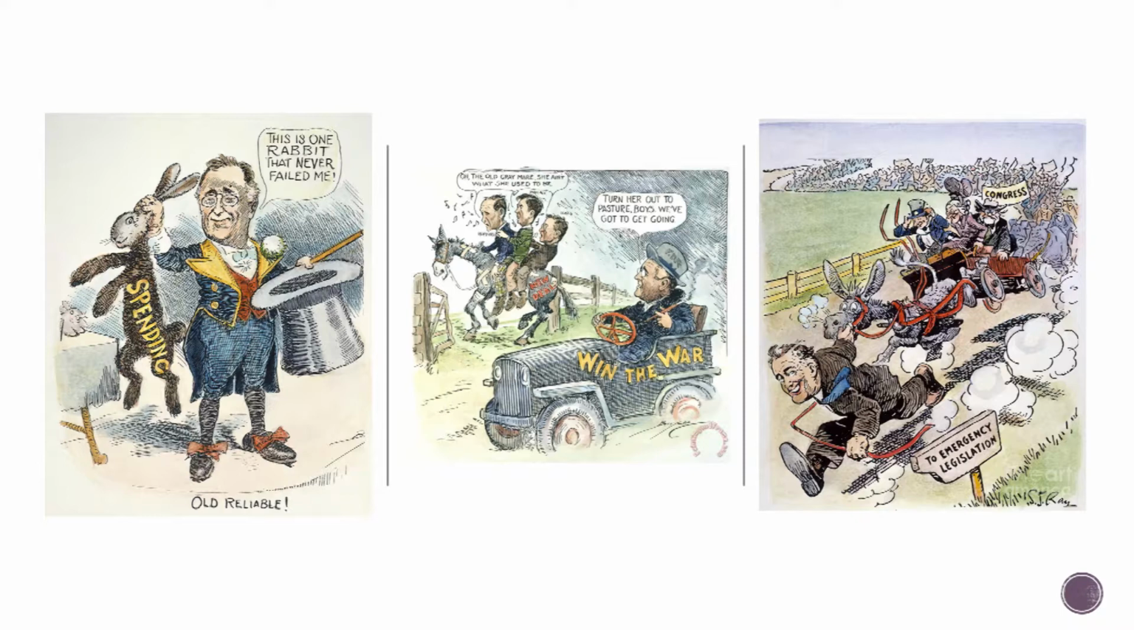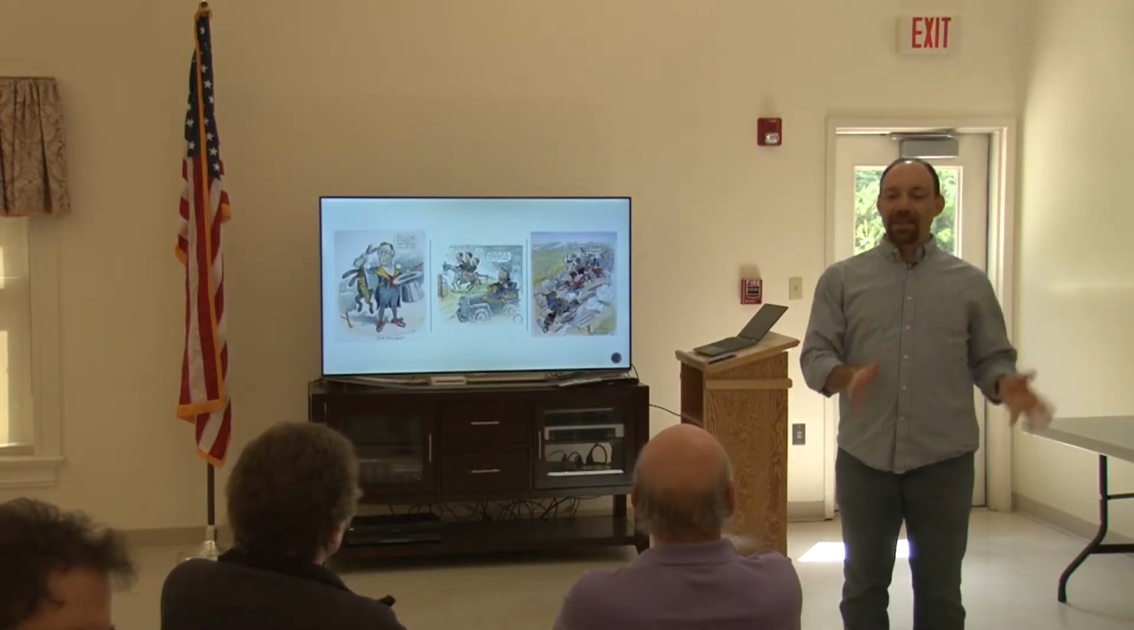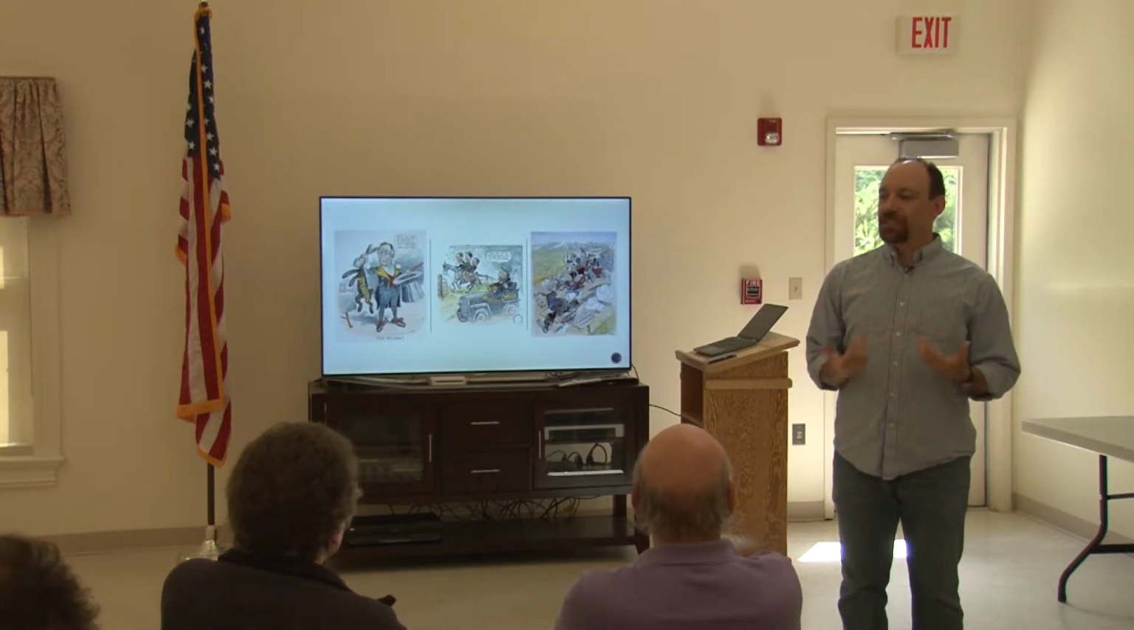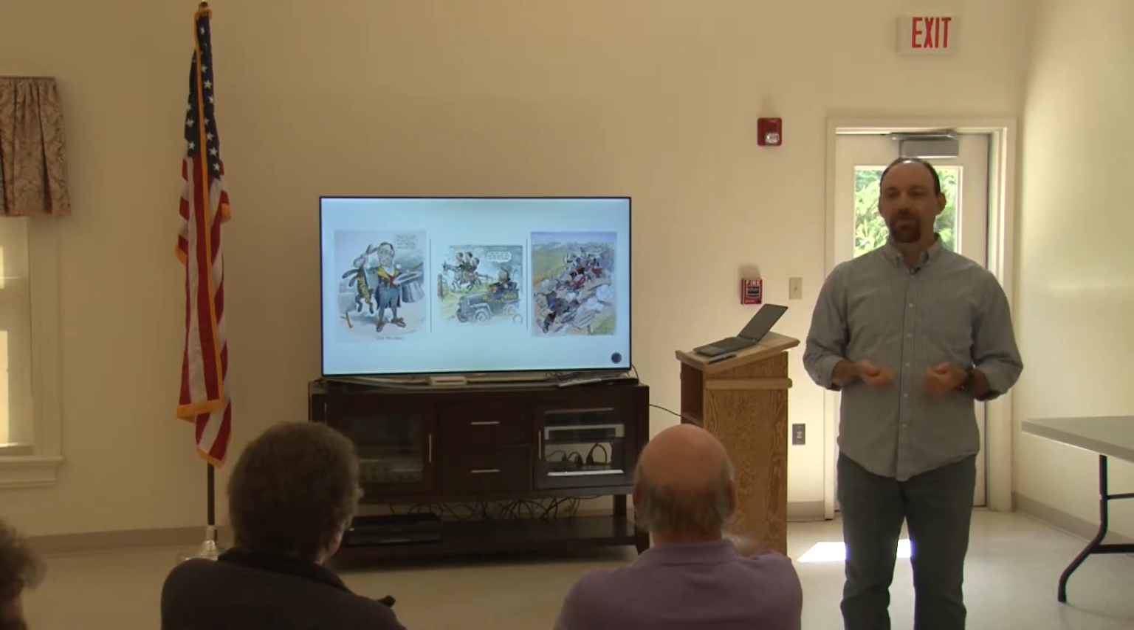Sometimes Roosevelt had to guide Congress to do what he wanted them to do. And that's what we see illustrated here in this cartoon. Emergency legislation, Congress doesn't come easily, so Roosevelt has to drag them along behind him. He was trying everything to get the economy right. In the end, however, what actually ends the Great Depression? World War II.